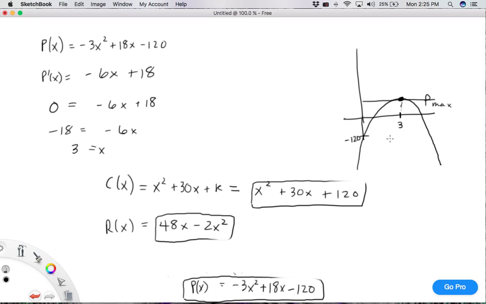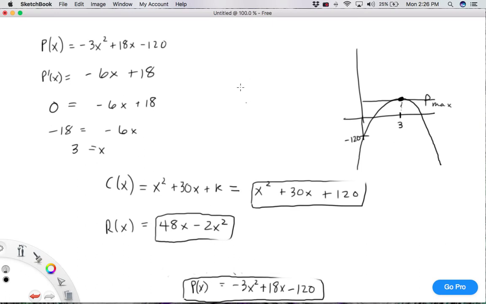So it looks like that's going to be the answer for part A, that if we produce 3 units, that's the optimal level of production. That's not very many units. I'm wondering why that is.